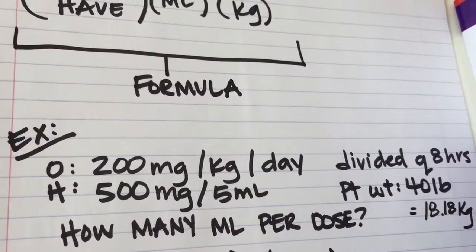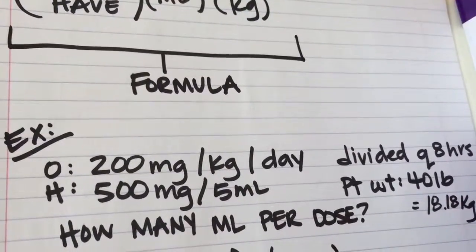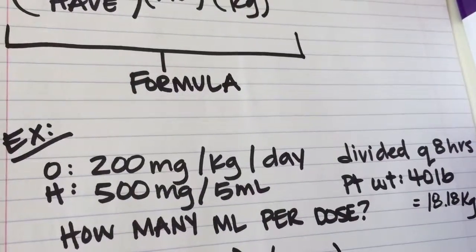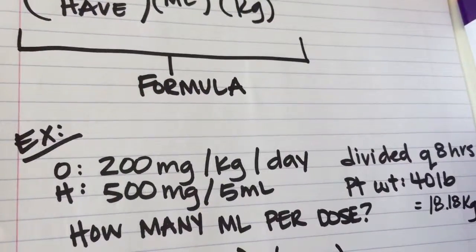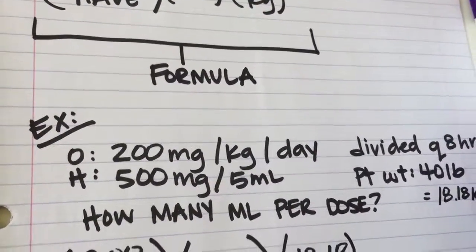So when you do your calculations, you're not doing any additional math. For this one, you are, because you're first finding the daily dose, then you're dividing it up depending on how many hours you're getting it. So if it's divided every 8 hours, you divide it by 3. Divided every 12 hours, you're dividing by 2, etc.